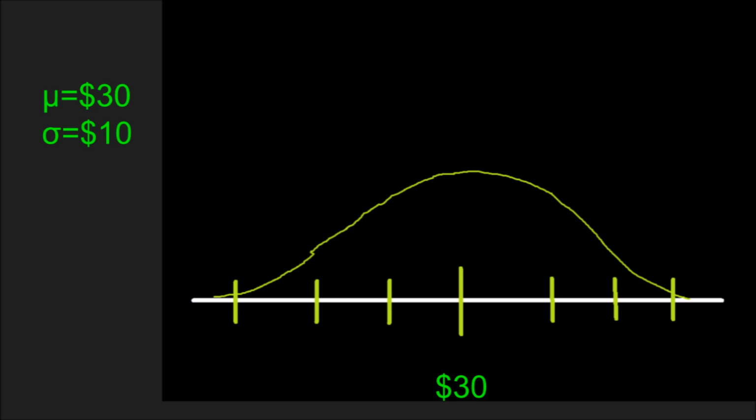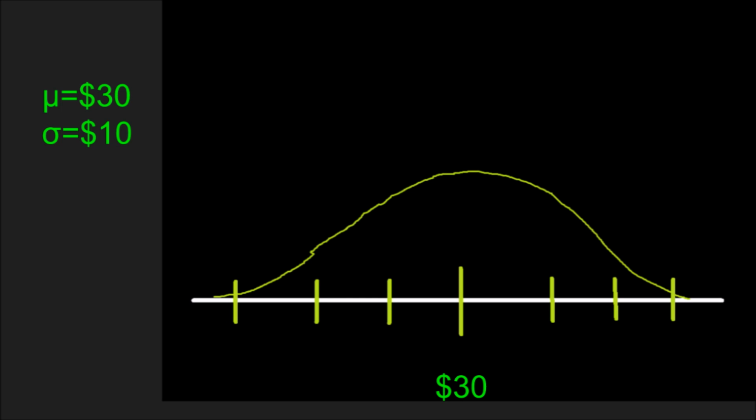For example, let's say you work as a waiter or waitress at Pizza Hut, and you've worked there about a month, and you've calculated that the average amount of tips you earn every night is $30, and the standard deviation is $10. So, your graph would look like this.